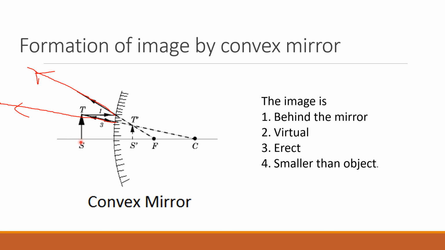Now the next point. This is the object. It is pointing in the upward direction. This is the image. It is also pointing in the upward direction. So what kind of image? Erect image. Fine. Now finally compare the size. This is the size of the image. This is the size of the object. Now the image seems smaller than the object. Fine.